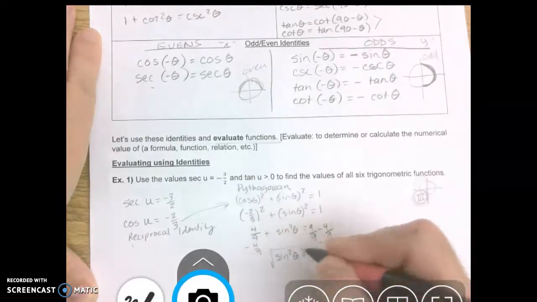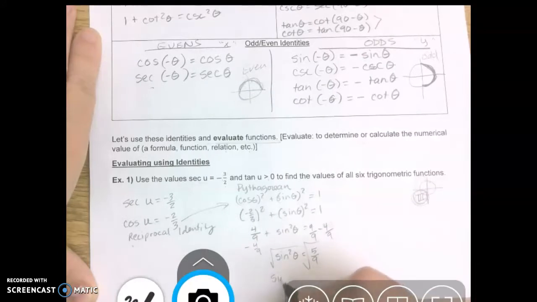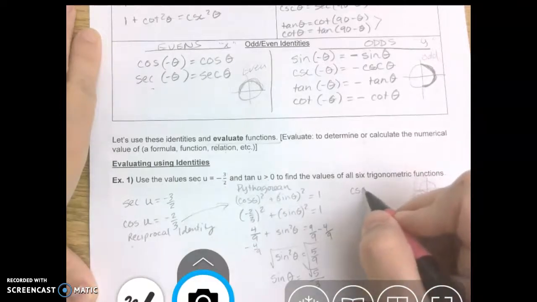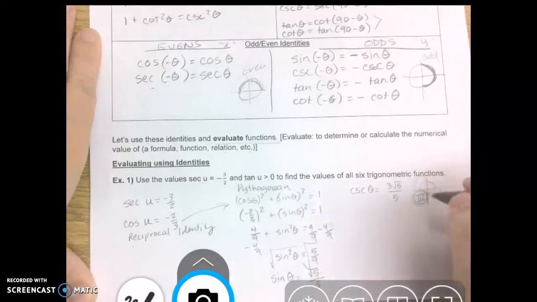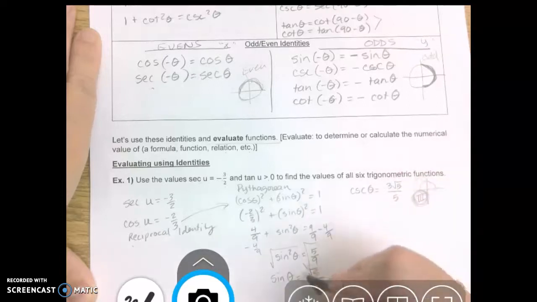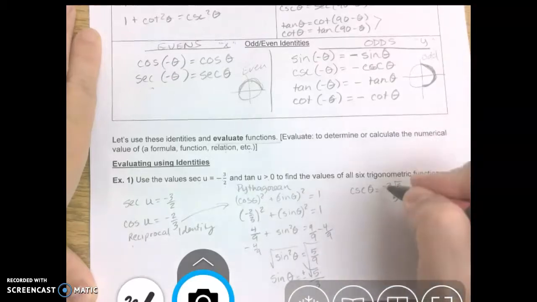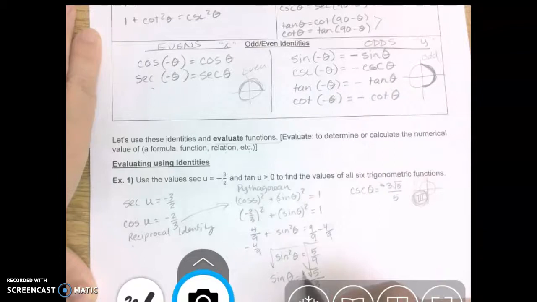Then I have to undo a square. So I have that the sine of theta is equal to the square root of 5/3. Okay, and since I know that the sine of theta is the square root of 5/3, then the cosecant of theta is going to be the reciprocal, 3 square roots of 5/5. Now, again, we're in quadrant 3 here. So when I take a square root, there's always a plus or minus answer. And in quadrant 3, I'm going to want that to be negative. So the sine, I want it to also be negative.